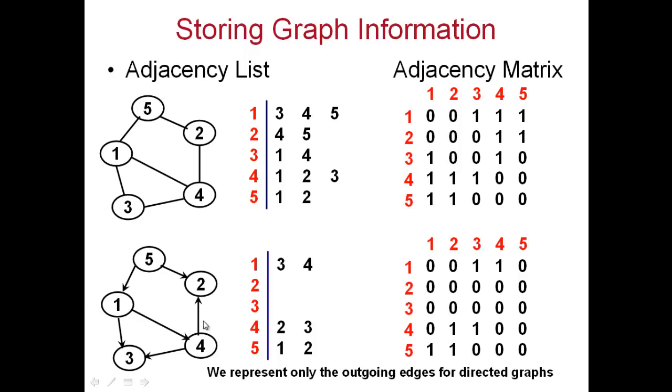So node 2 has two incoming edges, so its in degree is 2, whereas it has no outgoing edges, so its out degree is 0. For an undirected graph, we don't have incoming or outgoing, so we just call it the degree, and that's just the number of neighbors for a node.